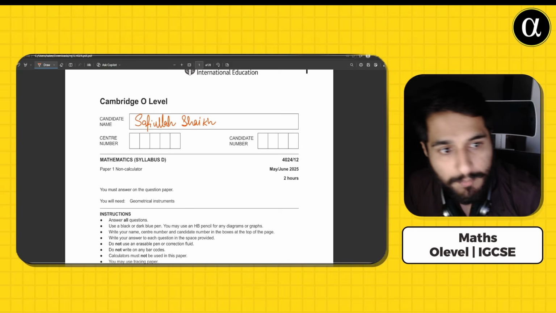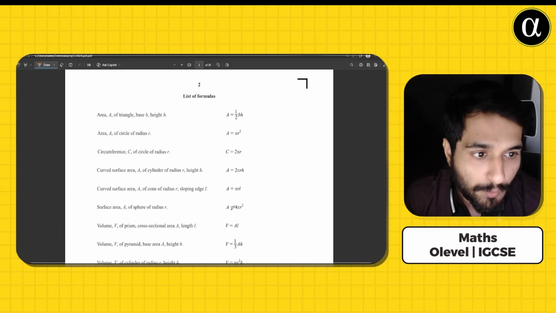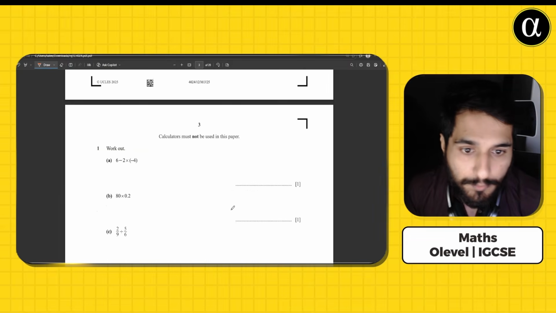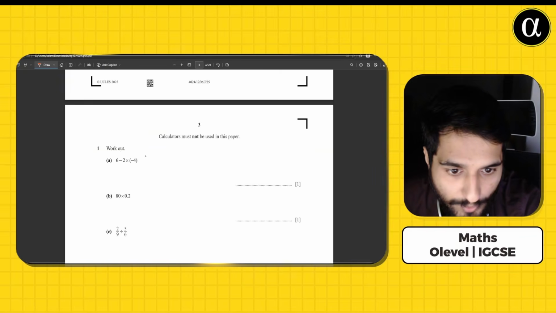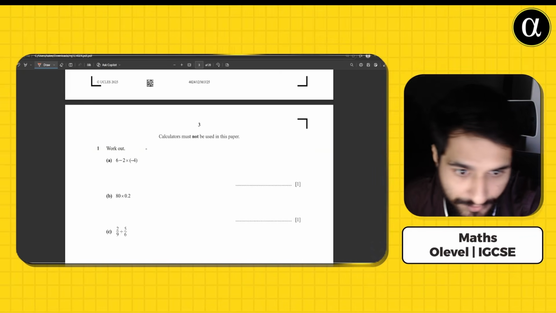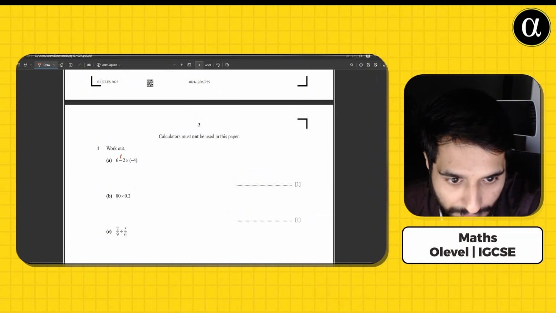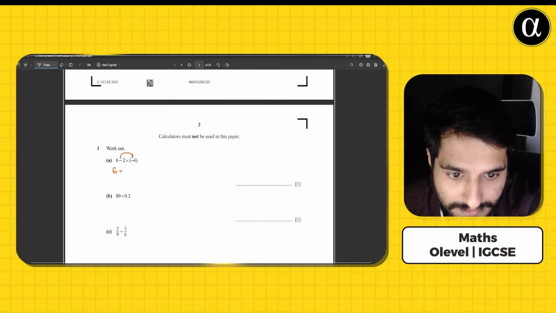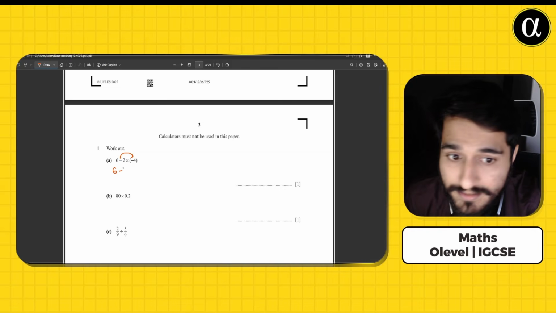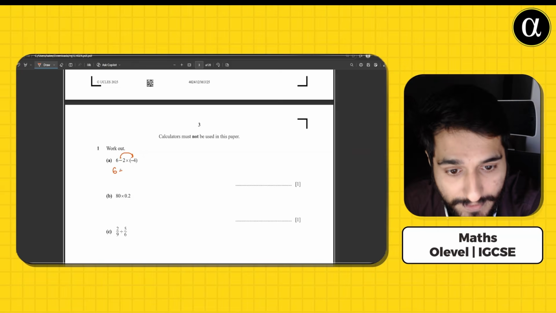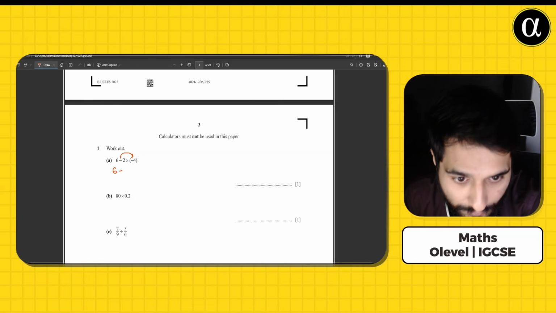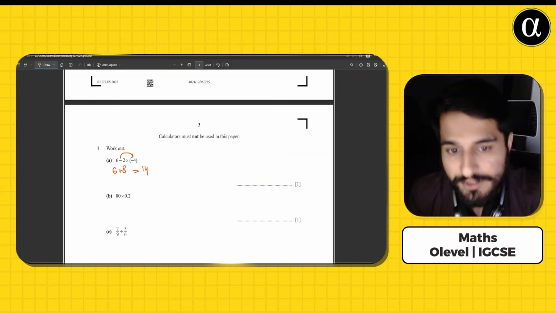Let's start with question number 1. Question number 1 states that we are supposed to work out the following question. Now, what are we supposed to do? We see that this minus 2 is being multiplied with minus 4. So this would be 6 times minus 2 and minus 4, minus times minus gives us plus. So 2 and 4 gives us 8. This should be 6 plus 8 and the answer would be 14 for this part.